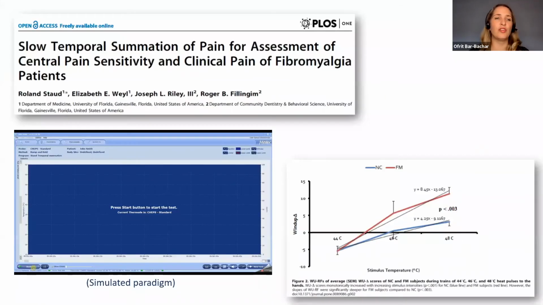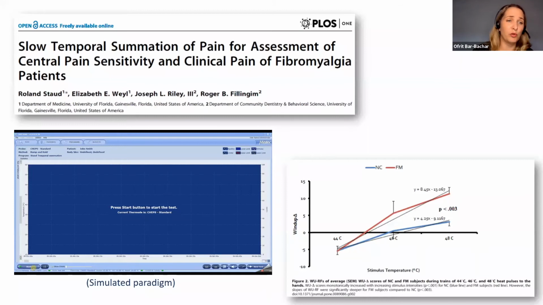I want to show you this example from the king of phasic temporal summation, which is Roald Stout. He compared temporal summation in healthy controls with fibromyalgia patients. He is also always looking at the after pain, so after temporal summation, several seconds on, looking at the pain reaction and the lingering pain in these patients. And he saw that in higher temperature ranges, there is a significant difference between healthy controls and fibromyalgia patients.